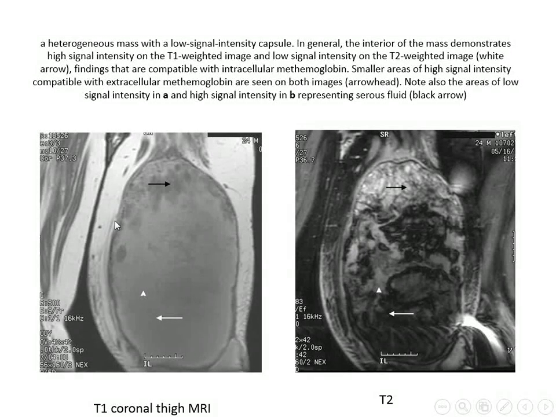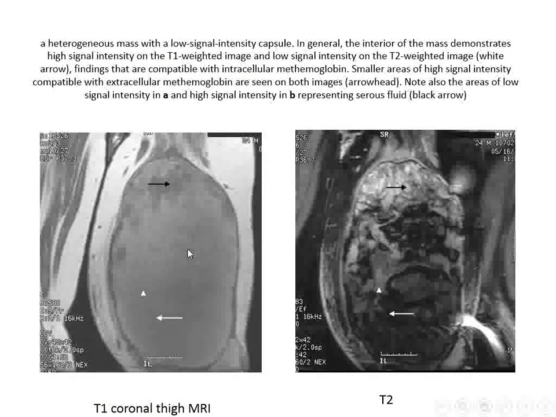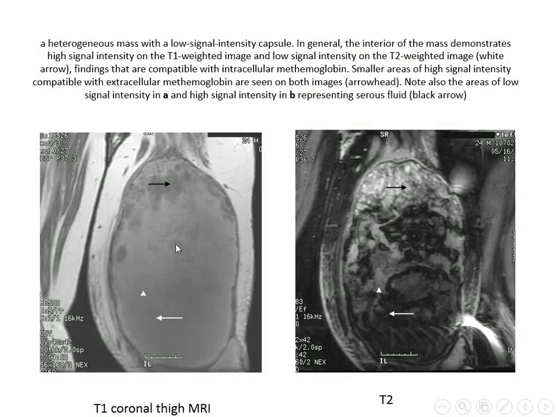Here in the thigh, there is a heterogeneous mass, which is a pseudotumor of a known case of hemophilia. There are different stages of bleeding in T1 contrast, T1 and T2 thigh MRI coronal study.